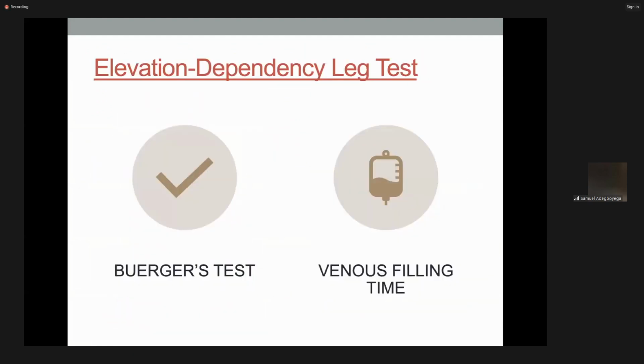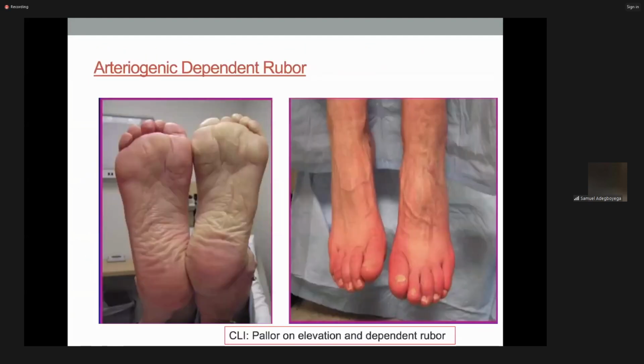So let's go over Buerger's test real quick. I'm going to give you a scenario. A patient that has got a venous insufficiency, when I put the foot down, when should the color come back? Less than 5 seconds.